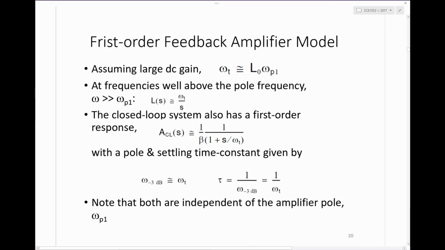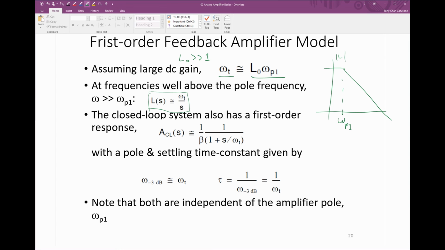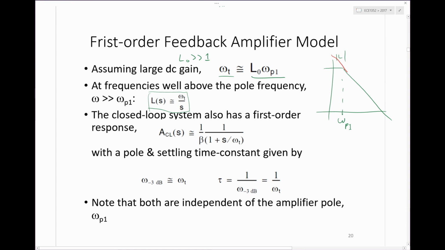Okay, so assuming we have a DC gain L0 that's a lot bigger than unity, then the unity gain frequency omega t is basically just the gain bandwidth product. And when that's the case, we can make this approximation as long as we're above the pole frequency. If we look just at the magnitude response plot, what we're saying is that there's not much difference between the actual magnitude response of L and what we would get from an integrator with the same unity gain frequency.